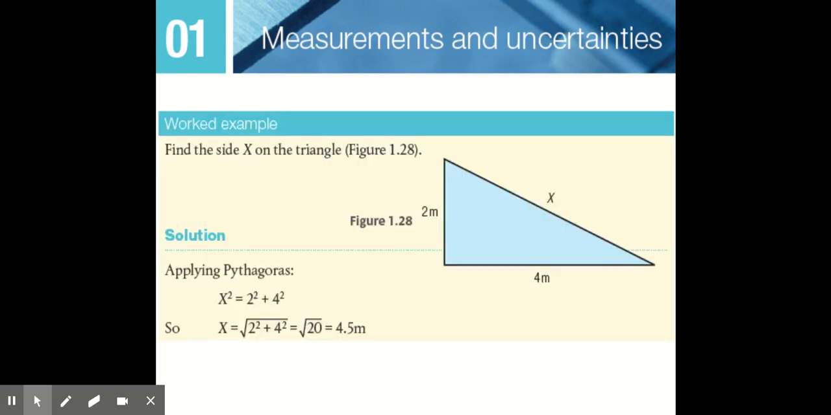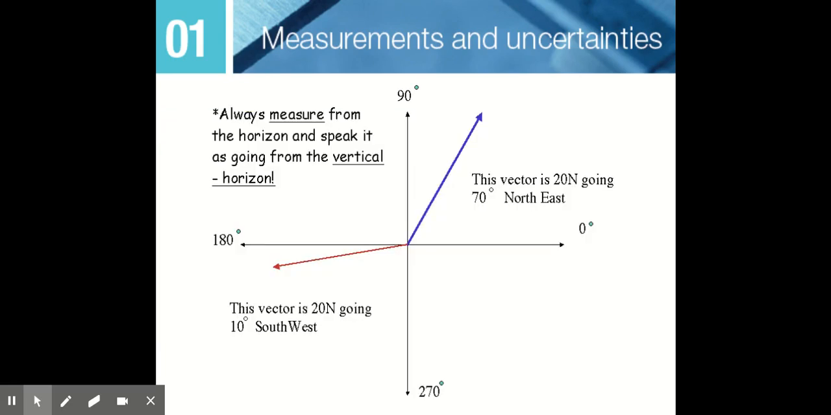Okay, and here's just a quick example of how to do that. That's pretty basic. That's algebra 2 type stuff right there. So again, if you're having trouble remembering how to do that math, just ask. Okay, so what happens when things aren't at 90-degree angles?